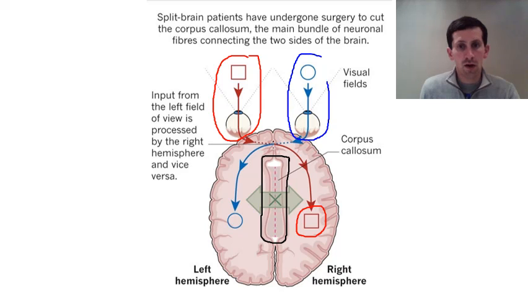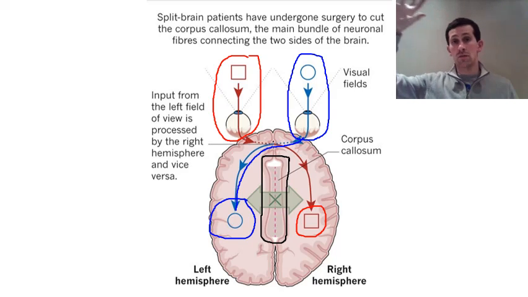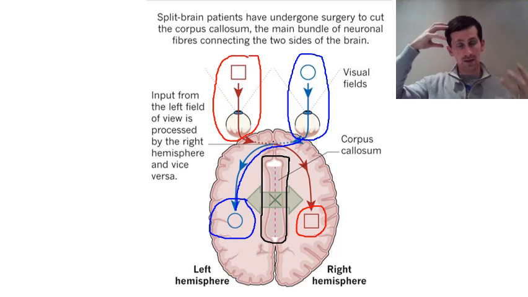If we see something in the right eye, it gets passed across down this blue arrow and is processed in the left side of your brain. So remember, like we said, the left hemisphere of your brain is in charge of the right side of your body, and the right hemisphere of your brain is in charge of the left side of your body.